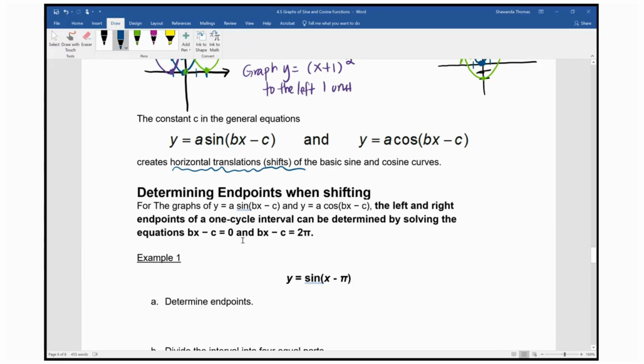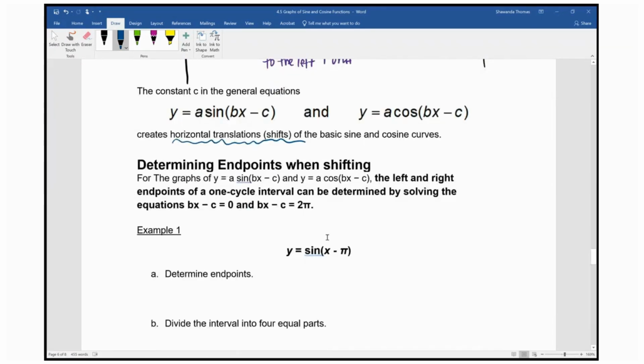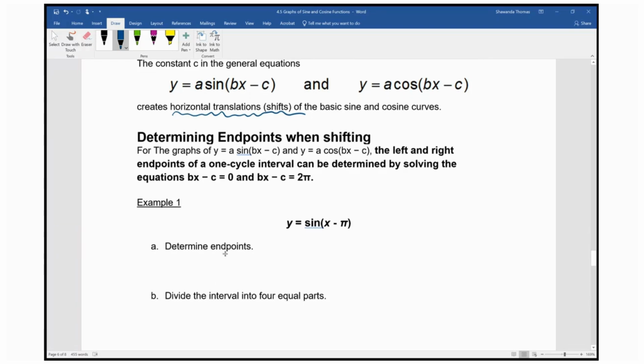The reason why they use 0 and 2 pi is because for the basic sine and cosine functions, that's where our period was lying, between 0 and 2 pi. So when we have a shifting situation, that occurs when we have that parenthesis and we've got x minus something or x plus something, or bx plus c, bx minus c. You have this situation where we need to figure out where our endpoints are, because we are shifting. We're no longer at 0 and 2 pi like we've done in the past. We're shifting over somewhere. So here's how you're going to determine your endpoints.